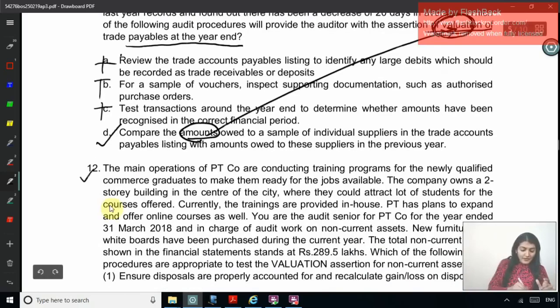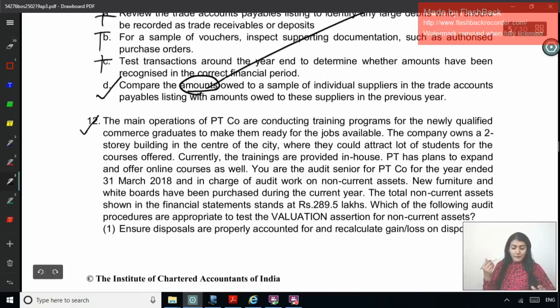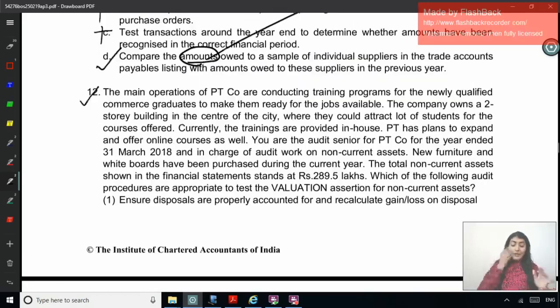Right, coming to the next one, question number 12, pay attention. The main operations of PT company are conducting training programs for the newly qualified commerce graduates to make them ready for the jobs available. The company owns a two-story building in the center of the city where they would attract a lot of students for the courses offered. Currently, the trainings are provided in-house. PT has plans to expand and offer online courses as well.